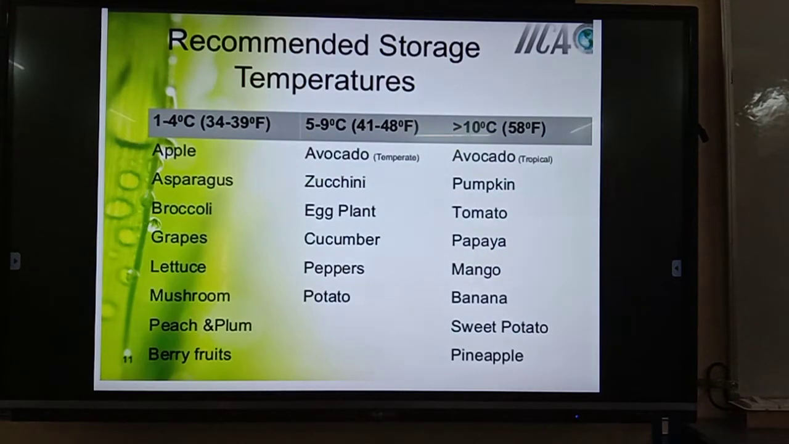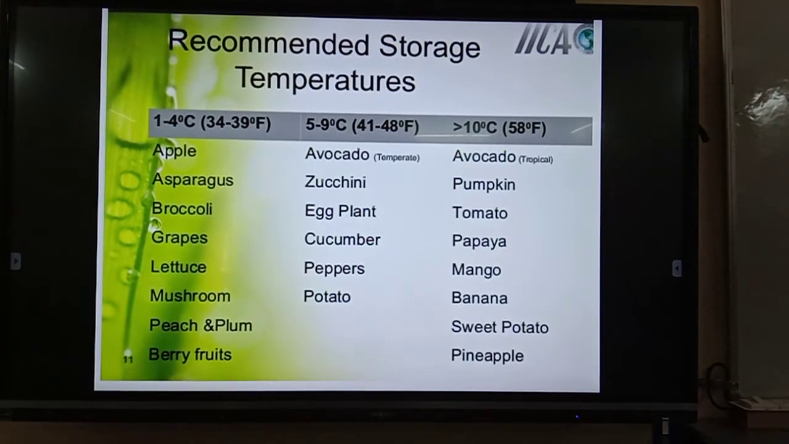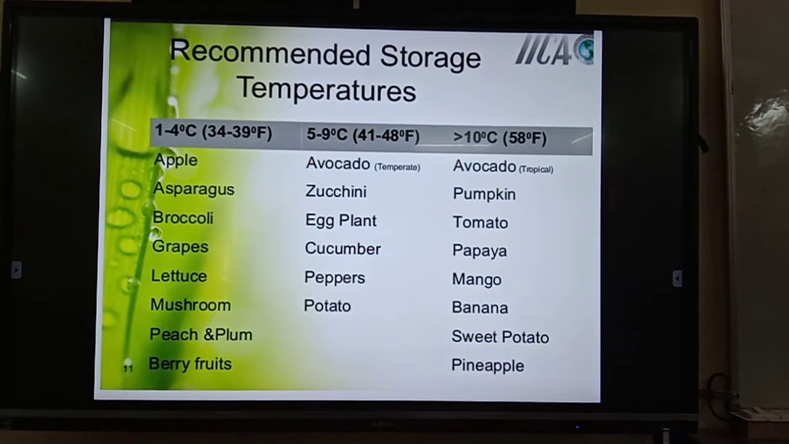Now, what kind of store temperature is required? Here you can see that for different kinds of fruits and vegetables, different temperatures are required. Some crops we can store at 1 to 4 degree centigrade, some crops at 5 to 9 degree centigrade, and some crops we have to store near about 10 degree centigrade.